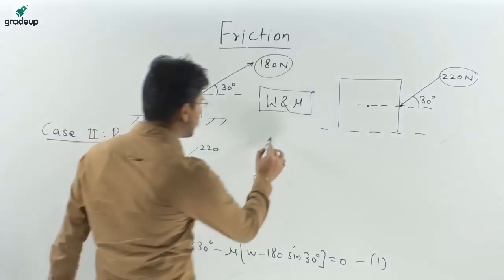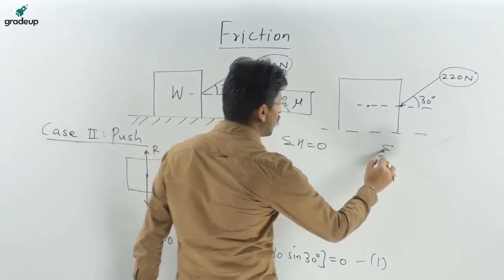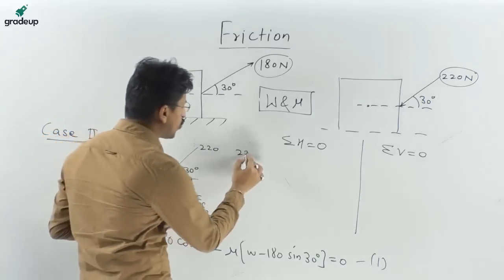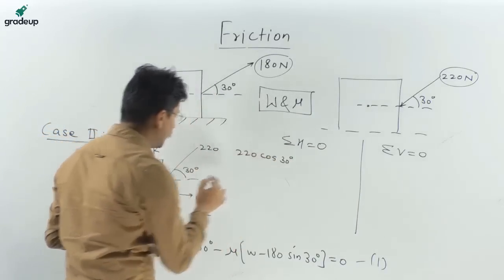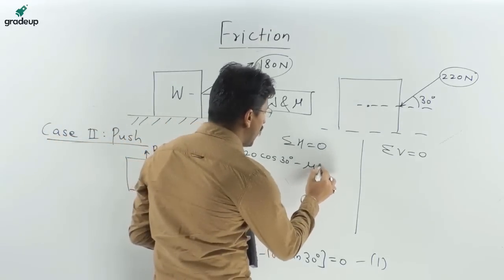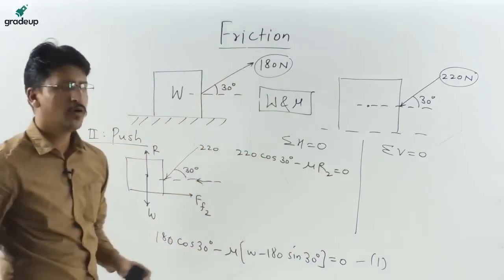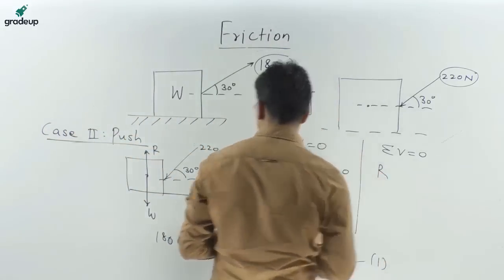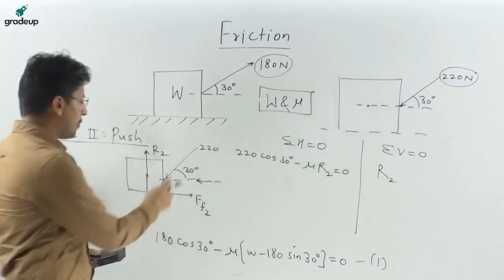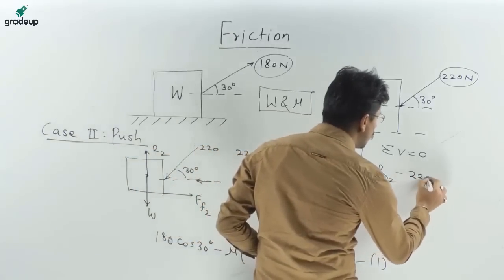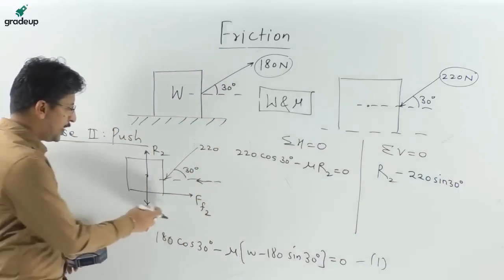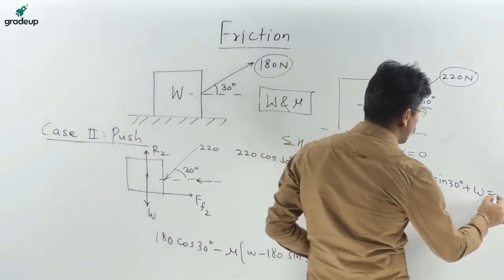Again, the summation of forces in horizontal equal to 0, summation of forces in vertical equal to 0. So in horizontal, this will be 220 cos 30 degree, that will act in this direction, minus FF or minus simply mu R2, is equal to 0. And in the vertical direction, we can write R2 acting in the upward direction, minus 220 sine 30 degree acting in the downward direction, plus W is equal to 0.